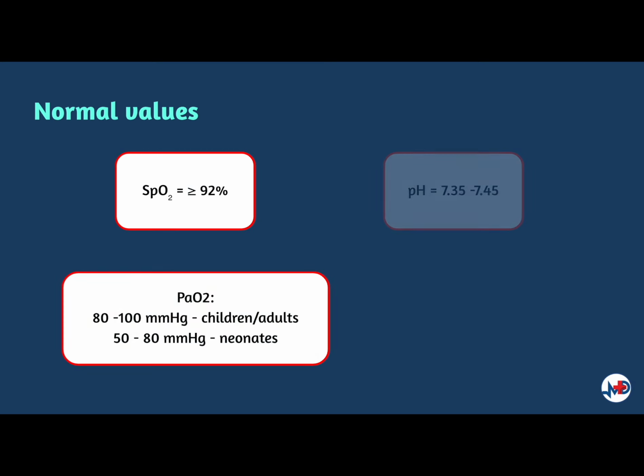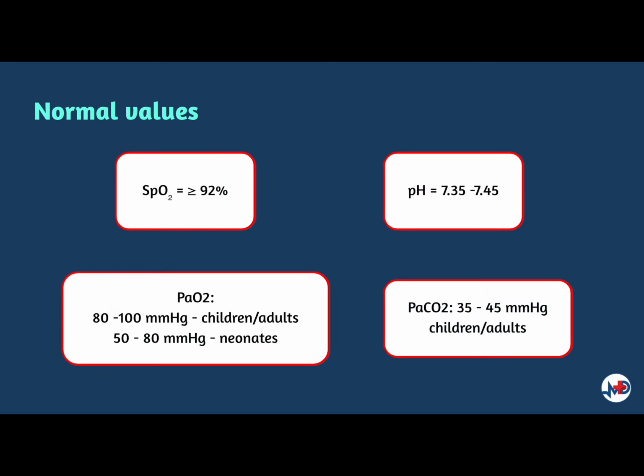The following are the normal values for arterial oxygen saturations among others. So, SpO2 level being 92% and above. Partial pressure of arterial oxygen, which ranges between 80 to 100 millimeters mercury for children or adults, and 50 to 80 millimeters mercury for neonates. Partial pressure of arterial carbon dioxide, ranging between 35 to 45 millimeters mercury for children or adults, and pH being 7.35 to 7.45.